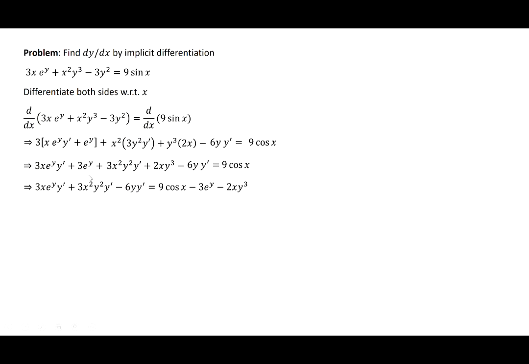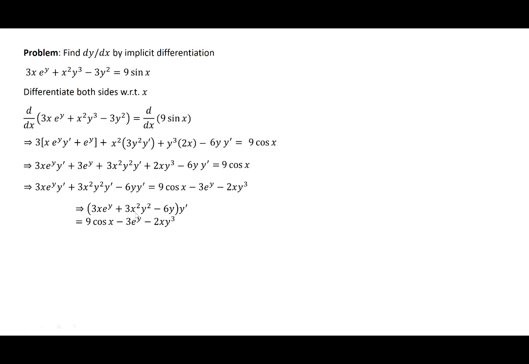Cool. So I subtracted whatever I needed to, so that I have on the left hand side only those terms that have a y prime in it. And on the right hand side, similarly, only those terms that do not have a y prime. Cool. Okay, then what? Let's factor out a y prime.